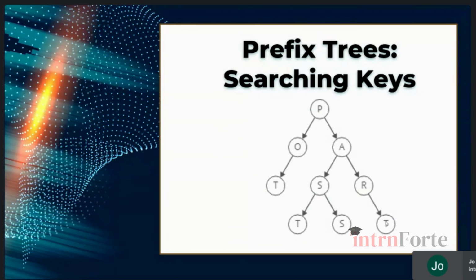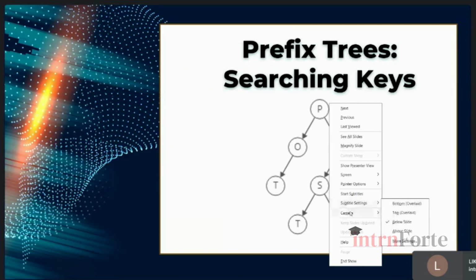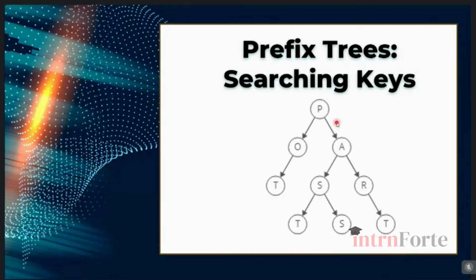Now we notice that all these four words have the first letter P in common. So they will all start with the node P. Then we notice that the words PAST and PART, and PASS as well, have two of the letters common, which is P and A. So we're going to make two of the letters P and A common. And then from there, we're going to branch out.